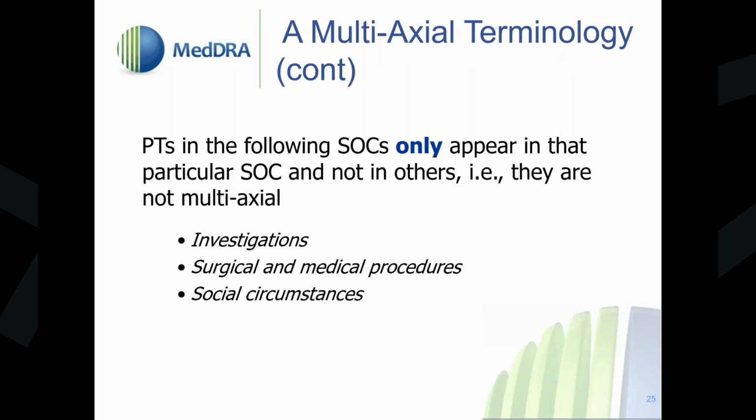So for investigations, for surgeries, and for social circumstances, for example, like we said, if somebody had foreign travel and they developed some kind of infection, or if they have a risk factor because they are wheelchair bound or they have limited mobility, you could have potentially impact on multiple body systems. So it's really hard to create links from these system organ classes to multiple others.